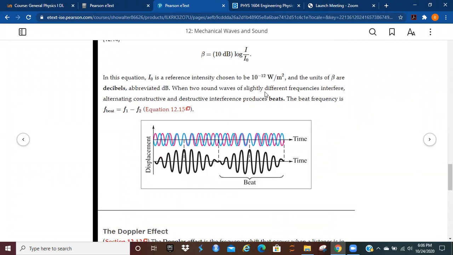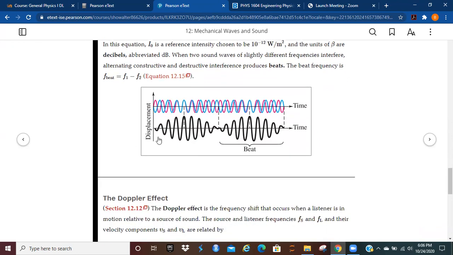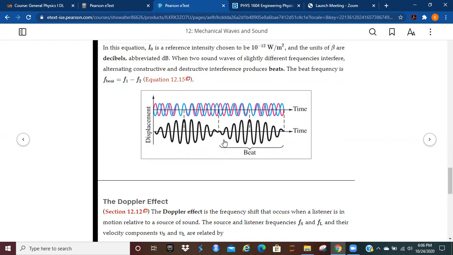When two sound waves of slightly different frequencies interfere, alternating constructive and destructive interference produce beats. That can be really annoying sometimes if you are in a band and somebody is really out of tune. Trust me, you'll hear it at that point. The beat frequency is going to be the difference between those two frequencies. So you can see here, you've got two waves that go in and out of phase with each other, and you can see where the beats are defined, from where they're completely in phase to where they're completely in phase again. Looking at that as a wavelength, that counts as a beat.